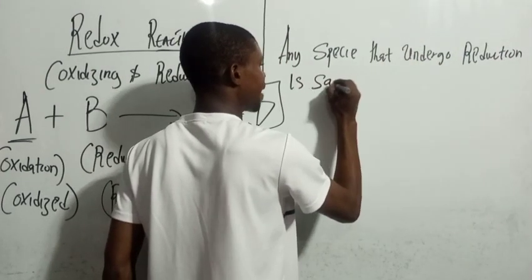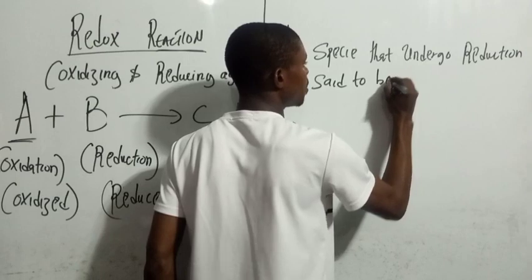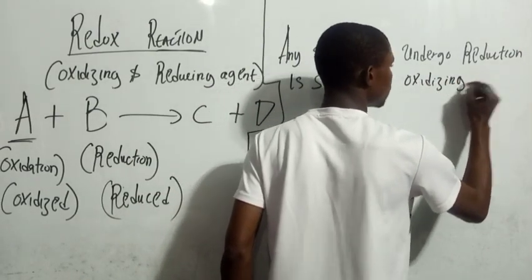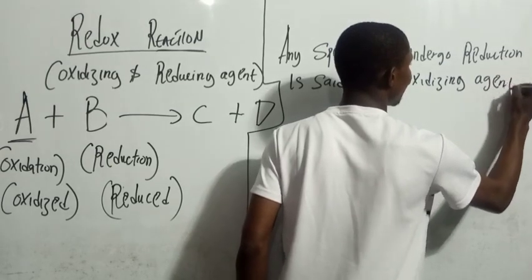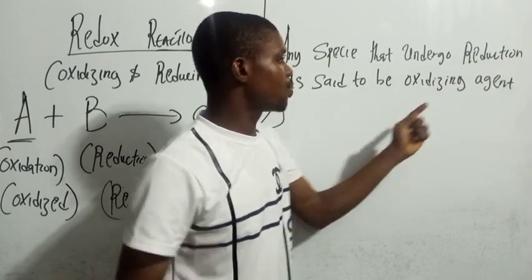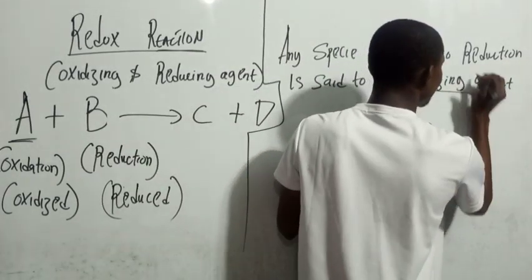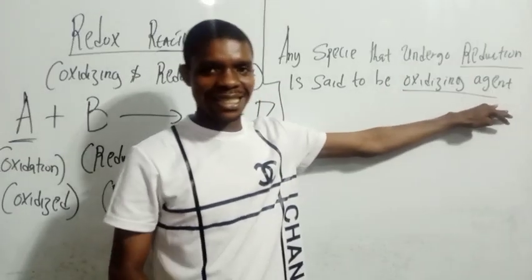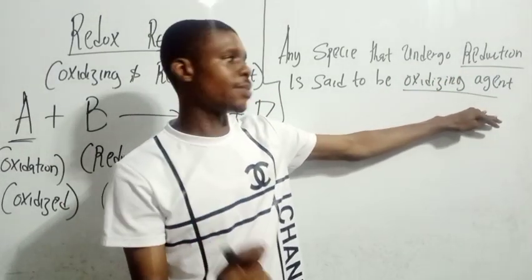Is said to be oxidizing agents. I get. So any species that undergo reduction is said to be what? Oxidizing agents. So reduction means oxidizing agents. You know, to understand this concept here.